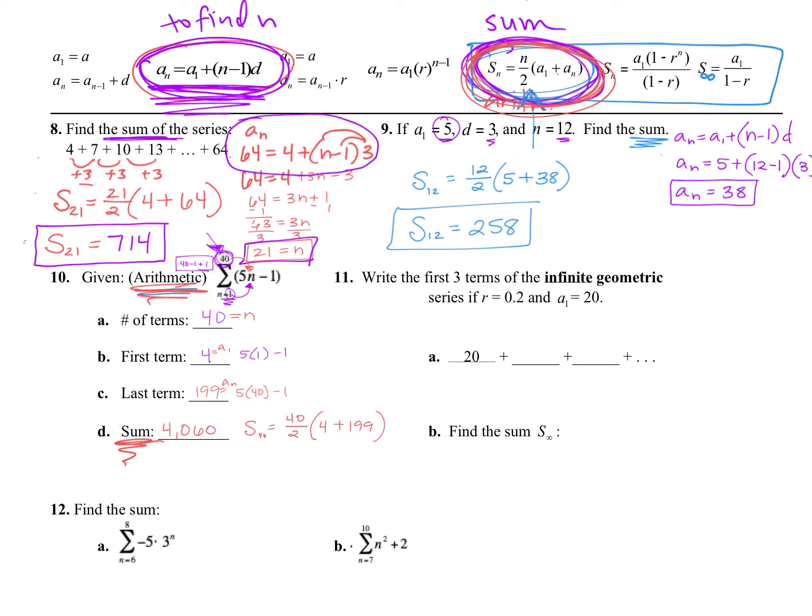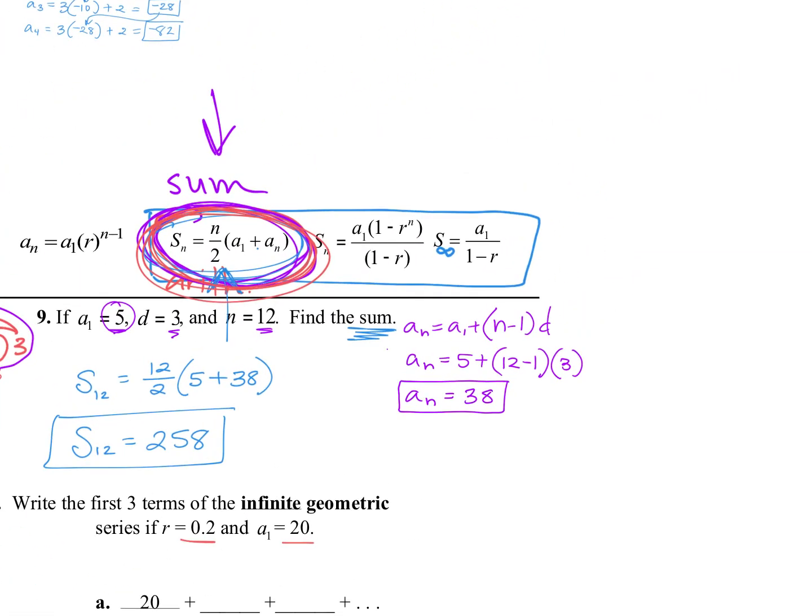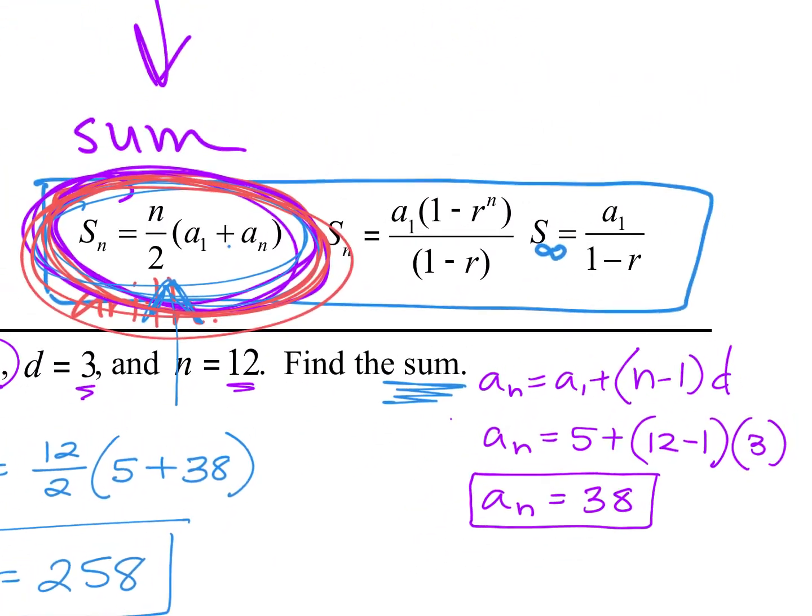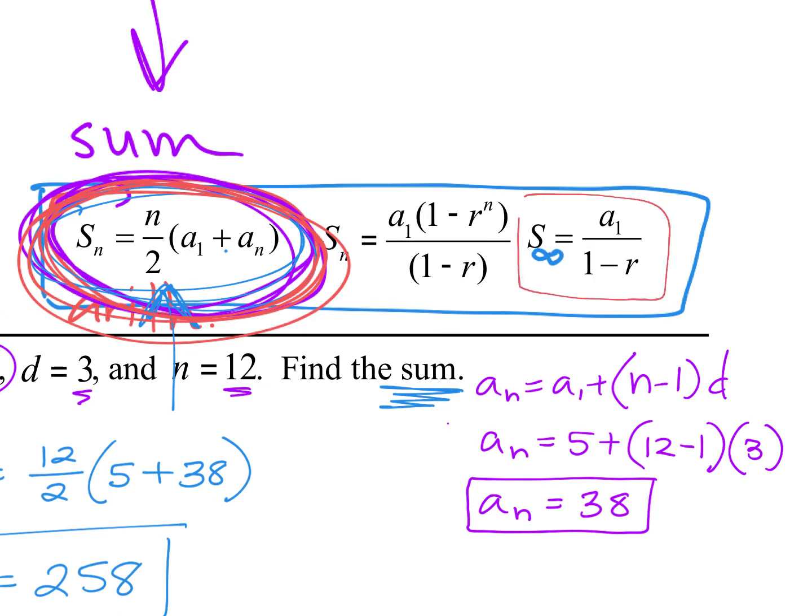Okay, number 11 says write the first 3 terms of the infinite geometric series if r is 0.2 and a sub 1 is 20. Which formula do you have to use for the sum? Here's your 3 sum formulas. Which one are we using? The last one, because we're doing the sum to infinity, right?